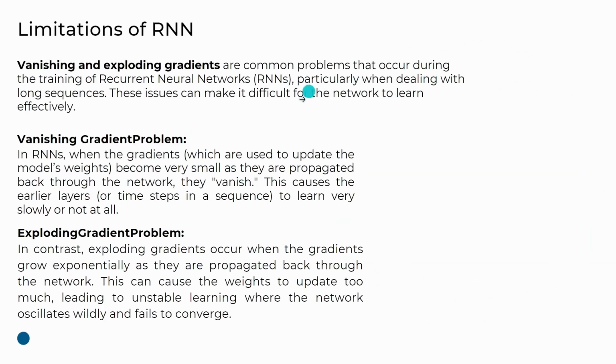So we have two limitations in the case of RNN. One is the vanishing gradient problem and the other is the exploding gradient problem. They happen when dealing with long sequences. These issues can make it difficult for a network to learn effectively. What exactly is the vanishing gradient and what exactly is the exploding gradient?